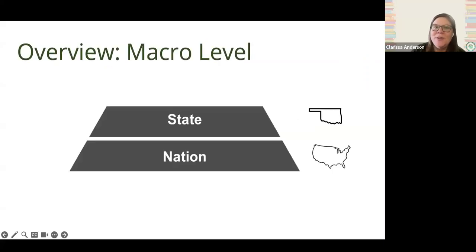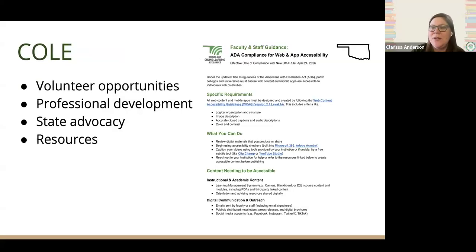So at the macro level, we've got state and nation. Cole, it's why you're here, actually. With Cole, or the Council of Online Learning Excellence, we have various volunteer opportunities for accessibility. That can be a way to also learn more, whether you're new to accessibility or a more advanced user. We also have professional development periodically. As part of the assessment, we'll also be interested in hearing if there are specific topics that you want to hear more about in the future. Also, in general, we provide resources and state advocacy as well.